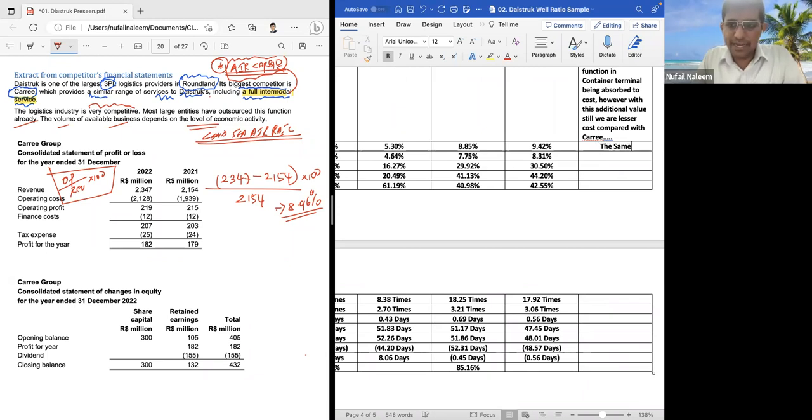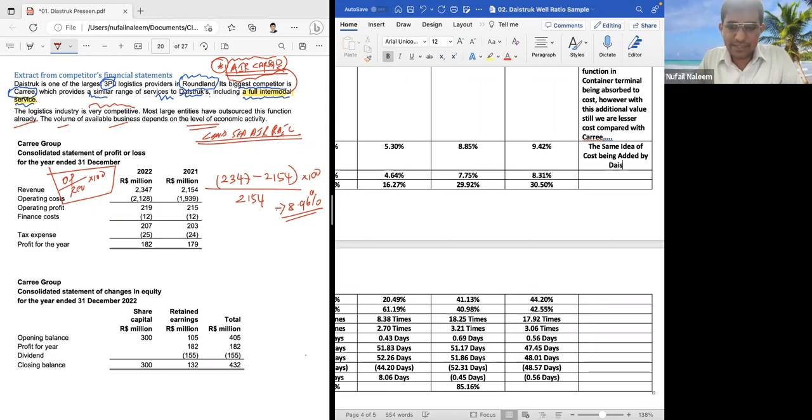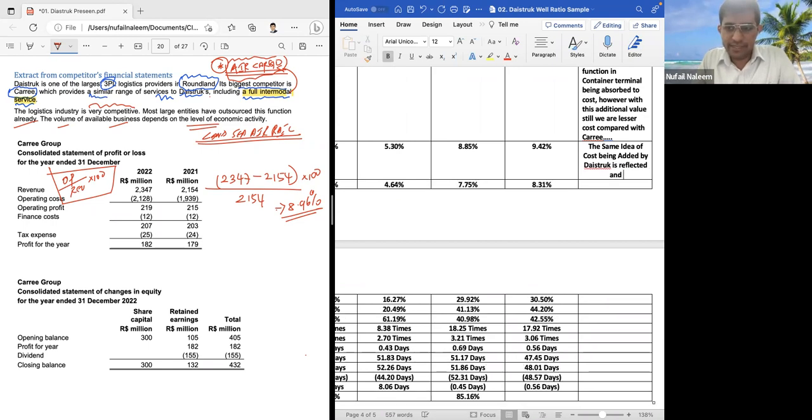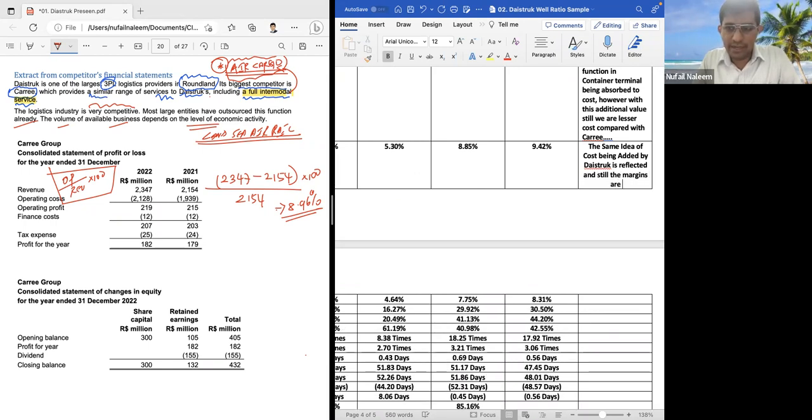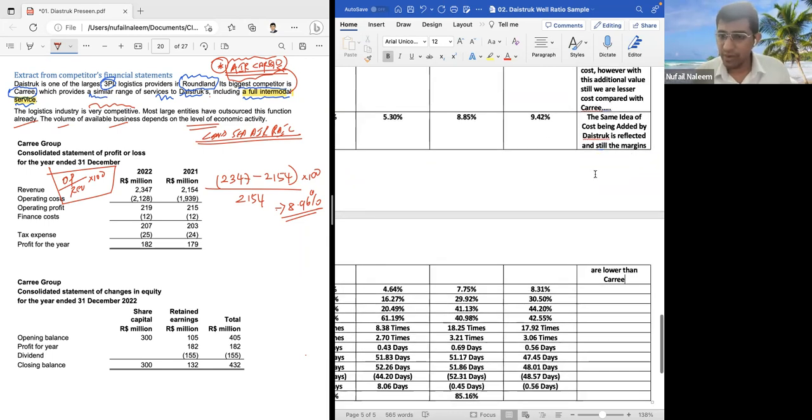the same idea of cost being added by Daistruk is reflected, and still the margins are lower than Carry. So if Carry wants to compete with us, they have to go for a higher level of innovation.